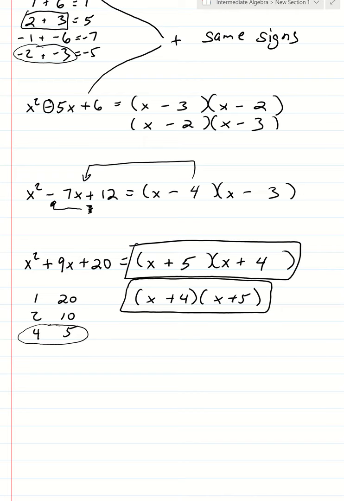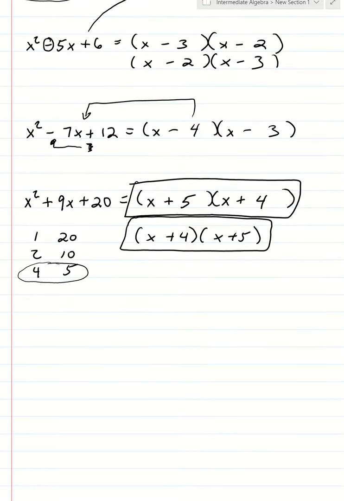I want to take a look at something different now. Same type of idea, same involving trinomials. For example, let's say we have the following. x squared minus 8x minus 20 now. Okay.